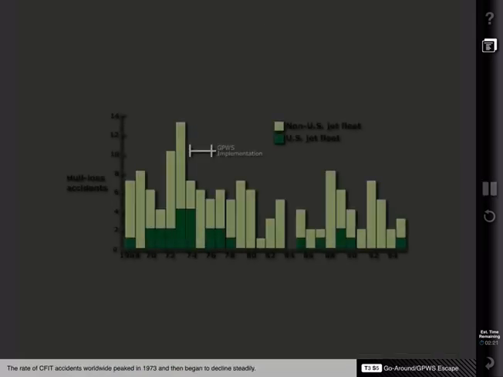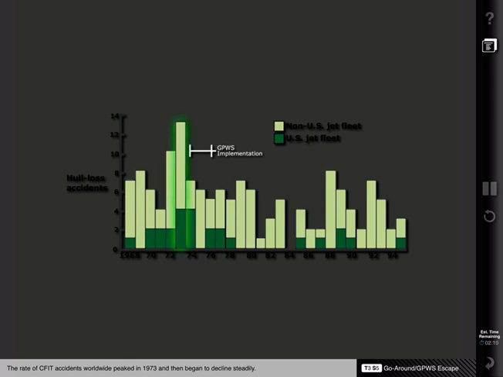The rate of CFIT accidents worldwide peaked in 1973 and then began to decline steadily. This decline coincided with the requirement to install Ground Proximity Warning Systems, or GPWS, in all U.S. aircraft in 1975 and by ICAO requirement in 1979.